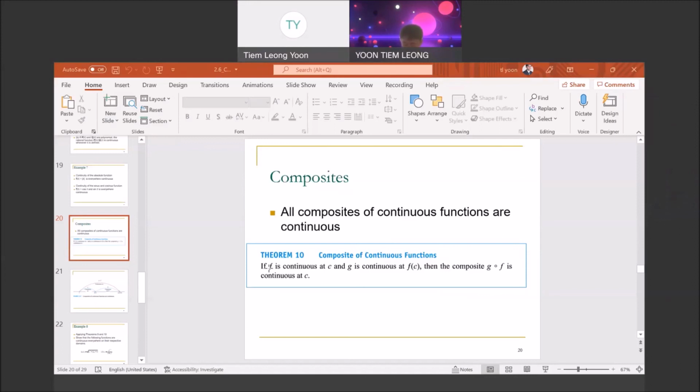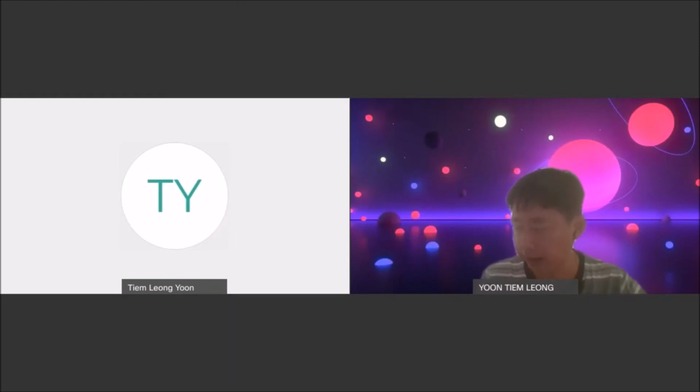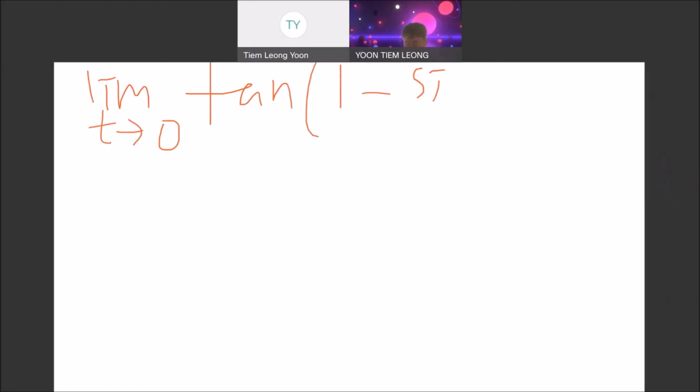So let me go back to my whiteboard. The whiteboard here says I have a limit as x goes to 0. Here it is not x, this is called t. The question says the limit as t goes to 0 of tangent of 1 minus sine t over t.